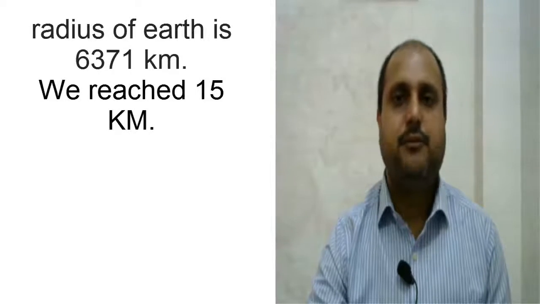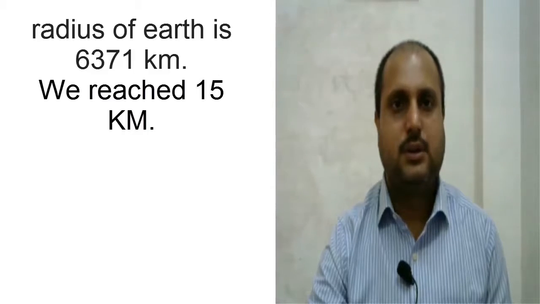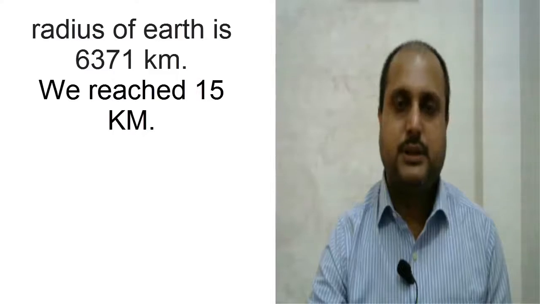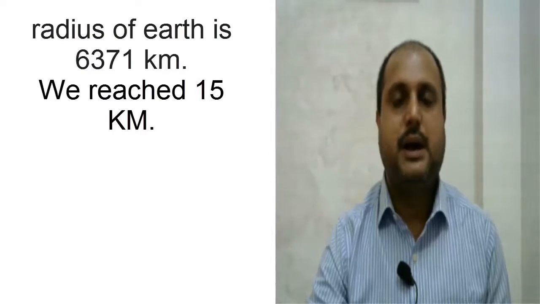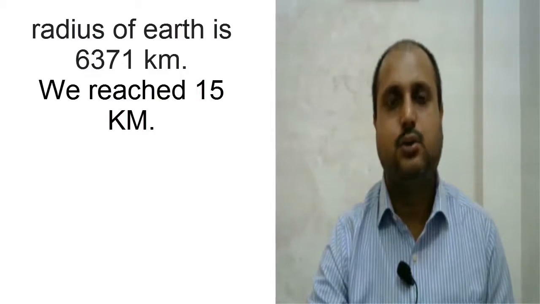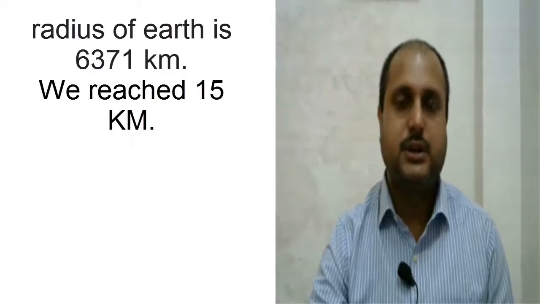Now everybody knows that the radius of the Earth is 6371 kilometers, and out of this we have reached only 15 kilometers of depth. The temperature inside the Earth increases by 1 degree centigrade per 32 meters. That means if we enter 32 meters deeper into the Earth, the temperature increases by 1 degree centigrade.